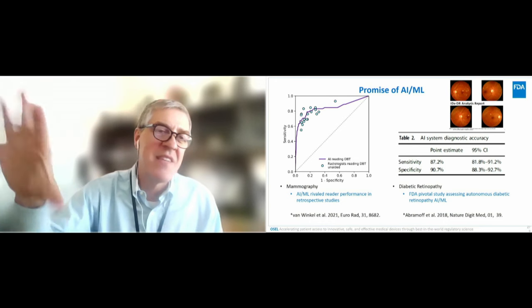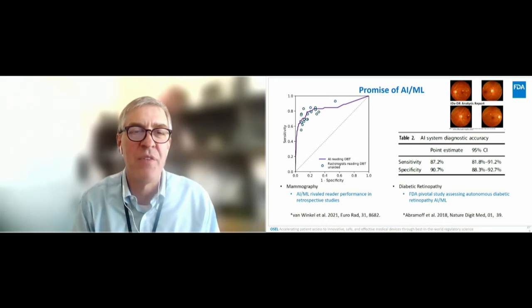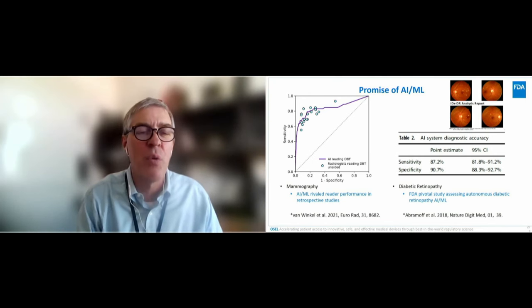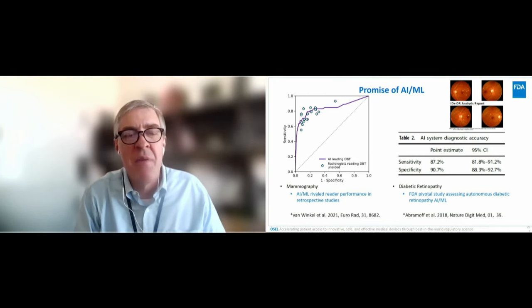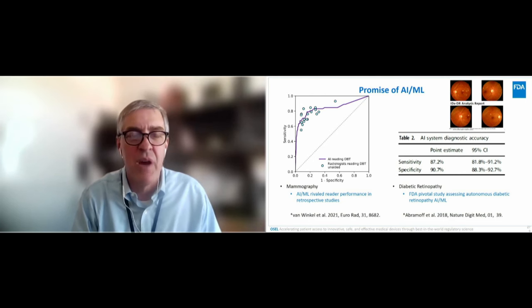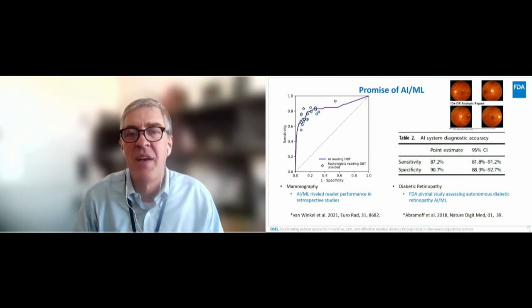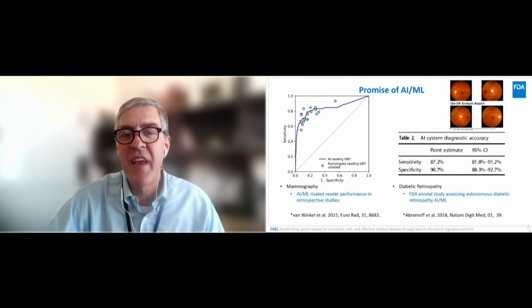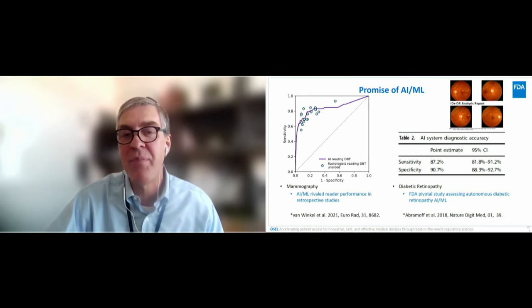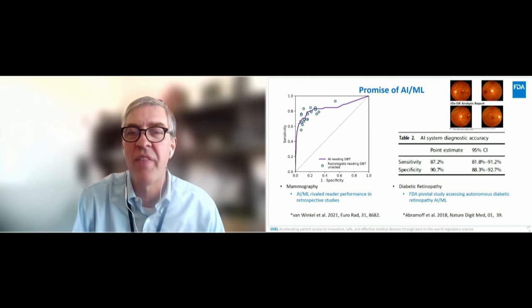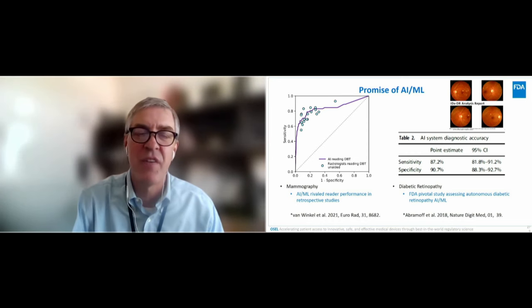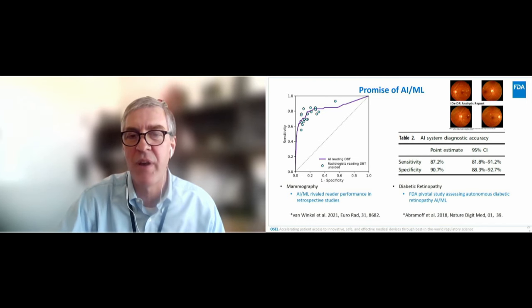So it's somewhere in the middle of an average reader for this particular example. And we're seeing that more and more with application areas where the AI is being consistent with readers in interpretation tasks. Another example, this is an FDA pivotal study assessing an autonomous diabetic retinopathy AIML. And I just wanted to give you this data to give you an idea of where this pivotal study data fell as far as sensitivity of around 87% and specificity about 90 or 91% for diabetic retinopathy assessment.